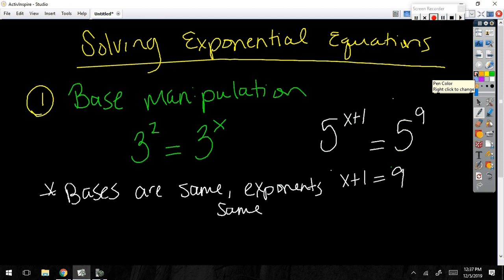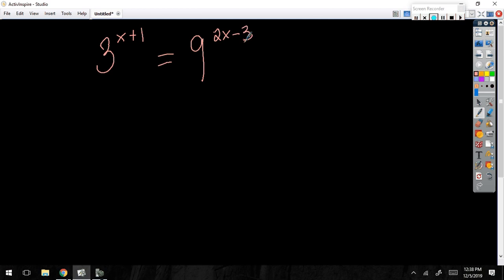But what if I had, I'm going to go to the next page to do it, so tell me when you're ready. Let's say I have 3 to the x plus 1 equals 9 to the 2x minus 3. Can I set the exponents equal?